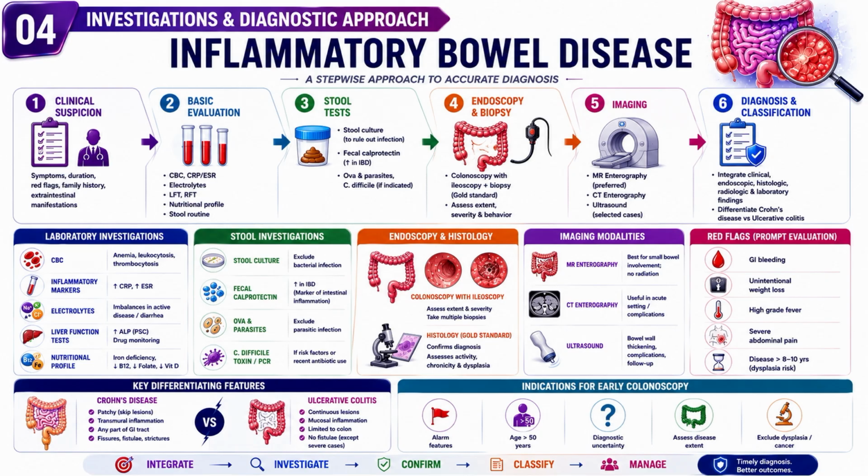Now, the gold standard investigation is definitely colonoscopy with biopsy. Colonoscopy helps to assess the disease extent, severity, and activity. Histology confirms the diagnosis and assesses chronicity and dysplasia. Imaging studies include MR enterography, CT enterography, and ultrasound. These are useful for assessing bowel wall involvement and complication.